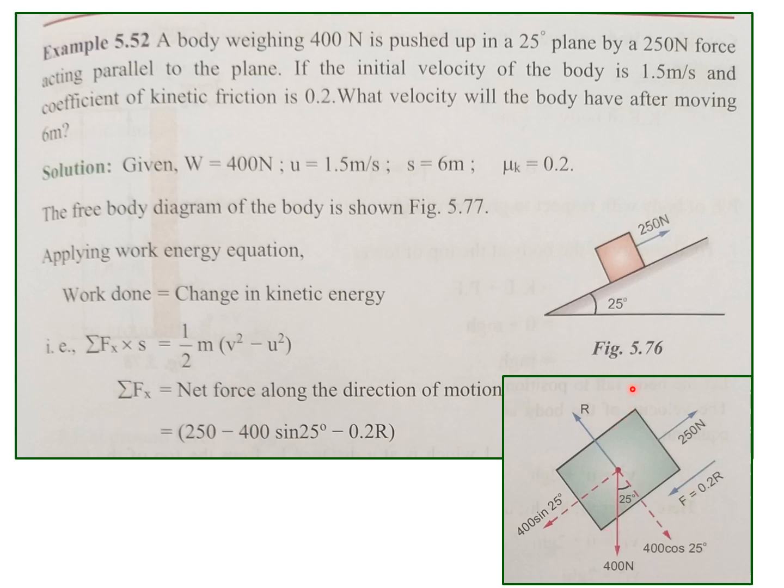Now this is the free body diagram. This is the applied force, this is the normal reaction, this is the self weight, which is resolved into two components, one along the plane and one perpendicular to the plane, and then you have the frictional force. Now this block is moved up, therefore this is the direction of the motion. So the net force in the direction of the motion is 250 minus 400 sine 25 minus 0.2 R.